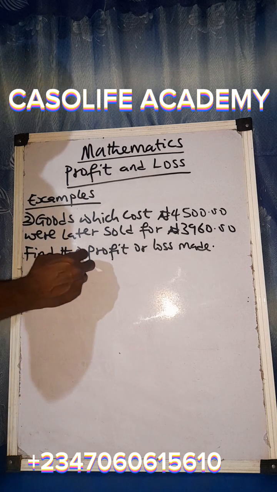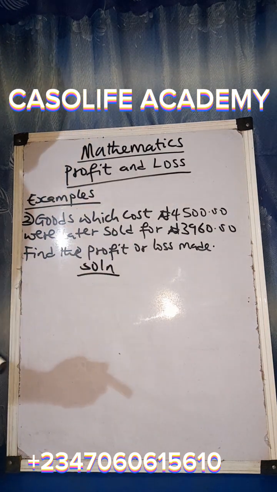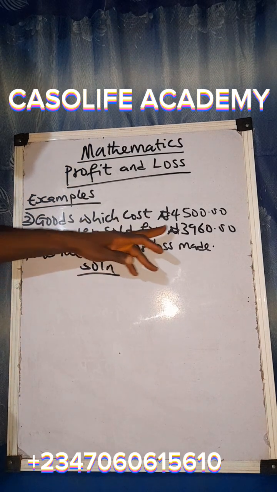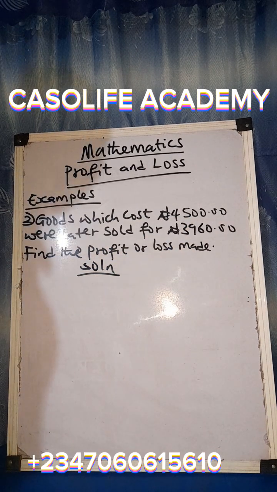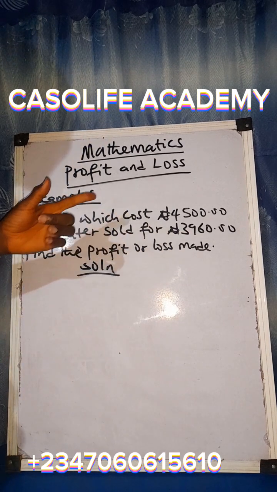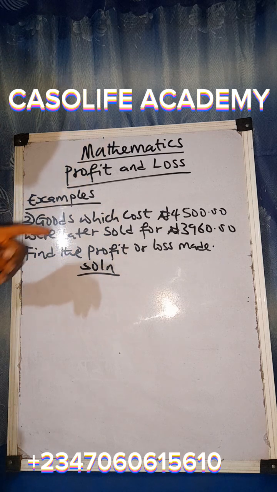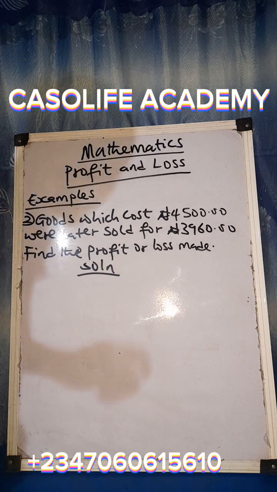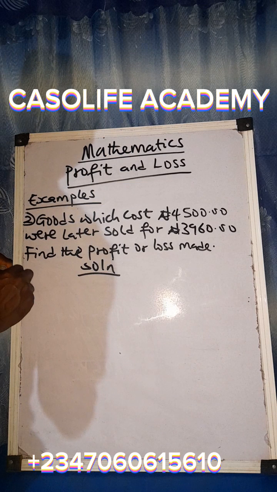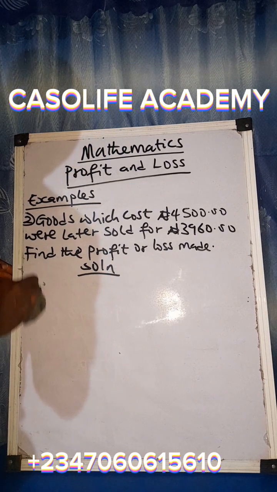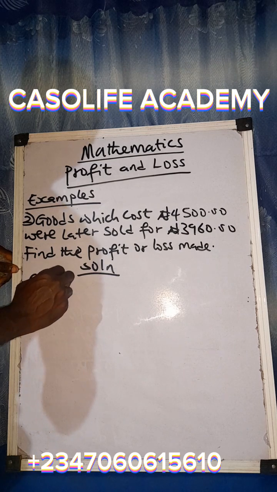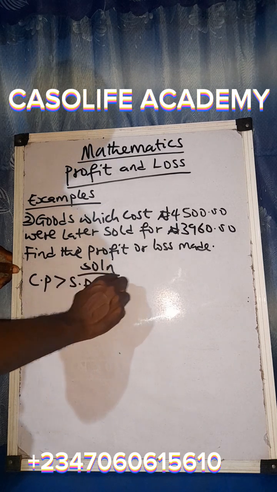So first of all, we identify our cost price and our selling price. Our cost price is 4,500. Our selling price is 3,960. So you can see that the cost price is greater than the selling price. Automatically, this person incurred loss, because if cost price is greater than selling price, we have loss.